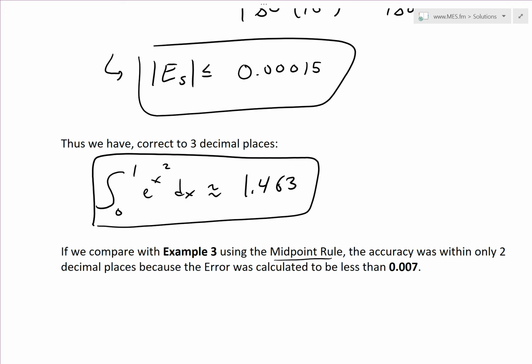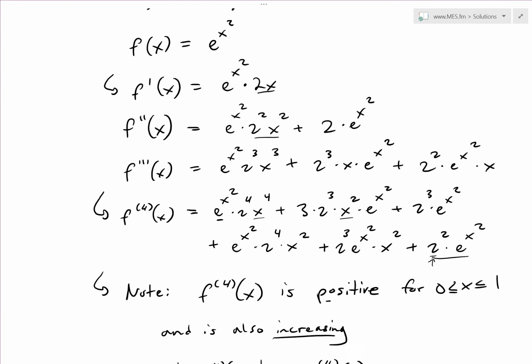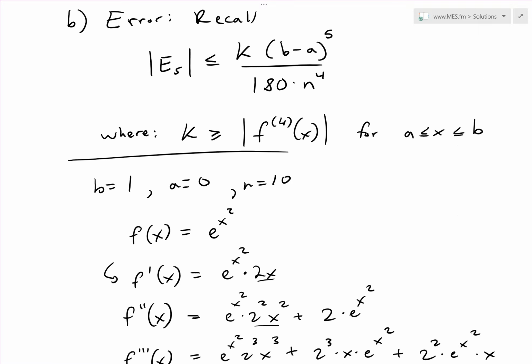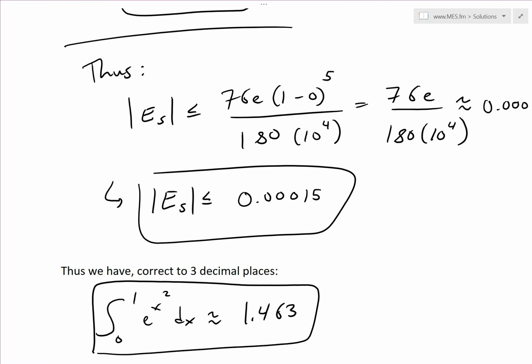Anyways, that's all for today. Hopefully you learned from this video. And yeah, again, since it's smaller than this one, this just points out how much more accurate Simpson's rule is.